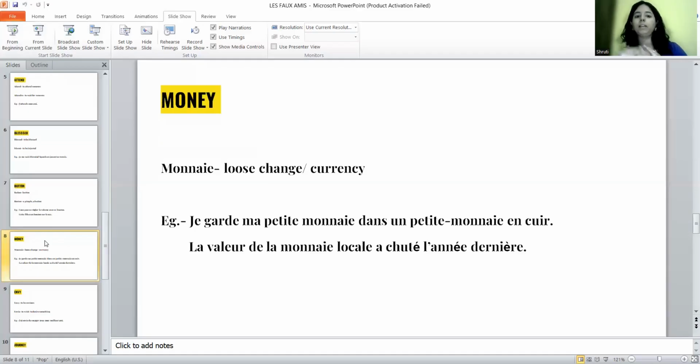And the next meaning, which is with respect to currency, it means la valeur de la monnaie locale a chuté l'année dernière, which means the value of the local currency slipped last year, right? So you're able to see the difference, that the word looks so much more similar, but the context is completely different in which we are using the two meanings, right? Let's look at the next one.